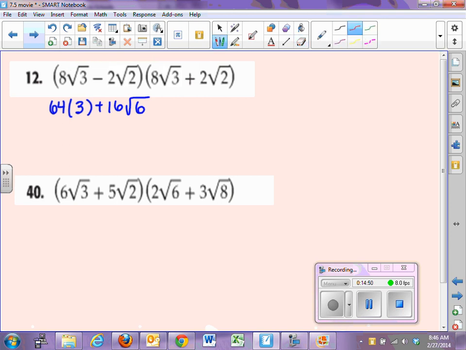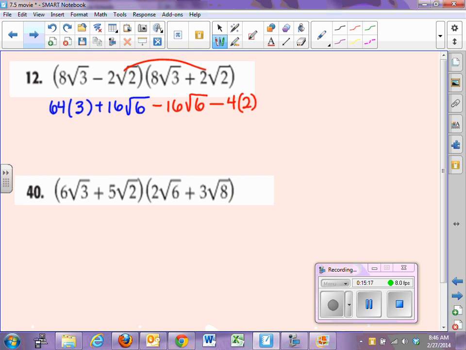Okay, now we take the middle term and multiply by both. So the first one will give me negative 2 times 8 is 16. Square root of 2 times square root of 3 is square root of 6. Last times last, positive times negative is negative. 2 times 2 is 4. Square root of 2 times square root of 2 is 2. Let's simplify.